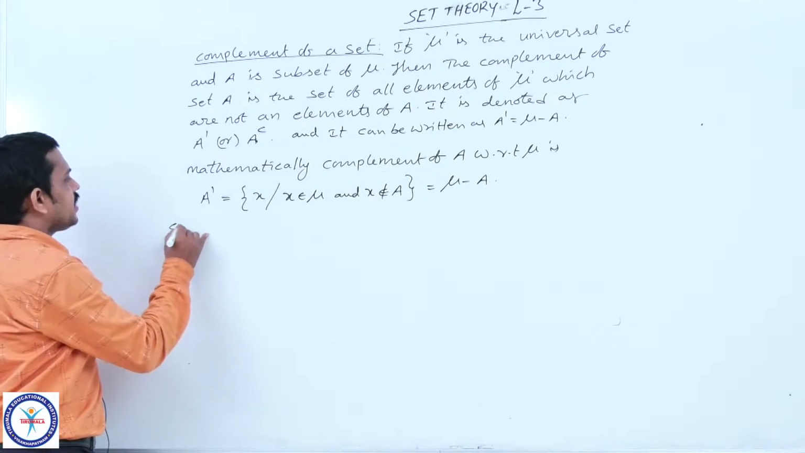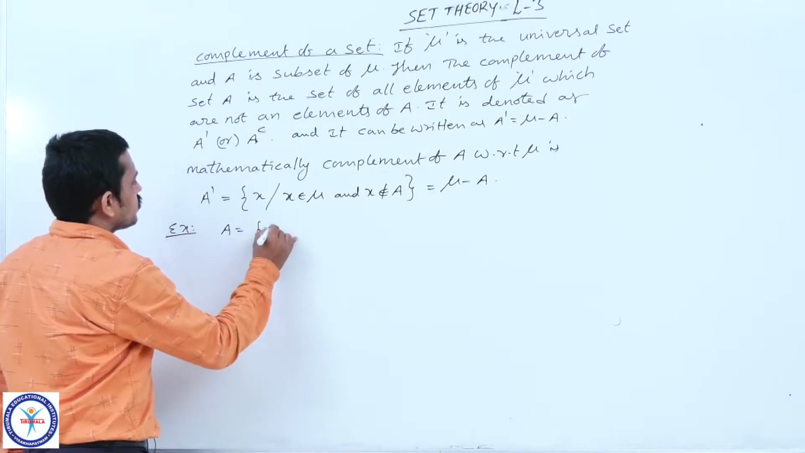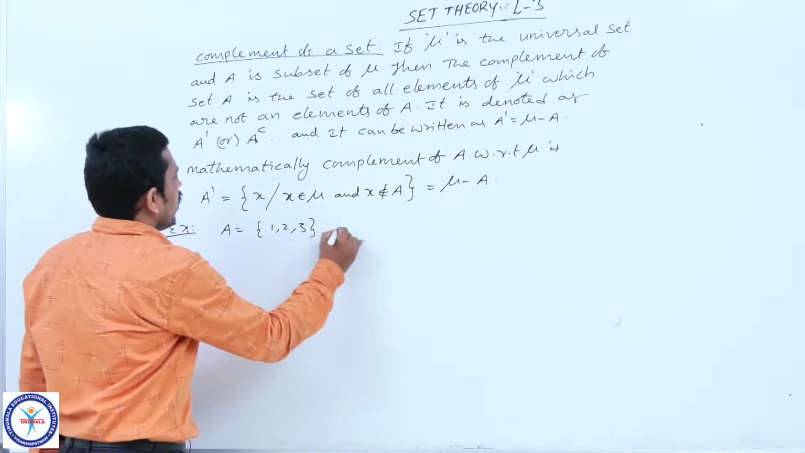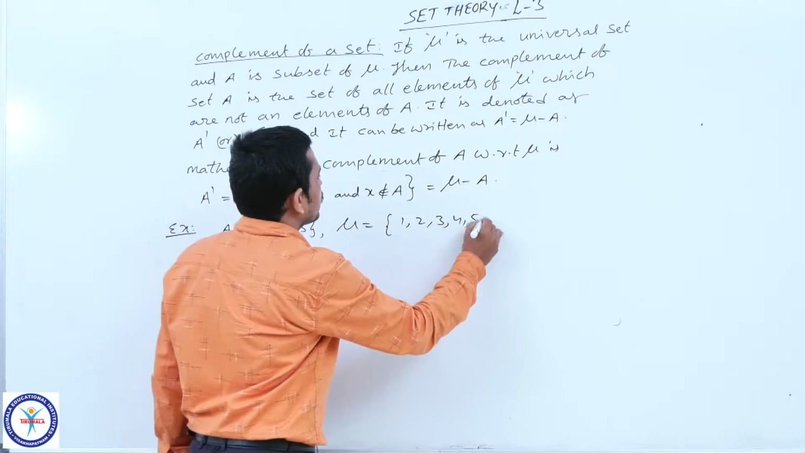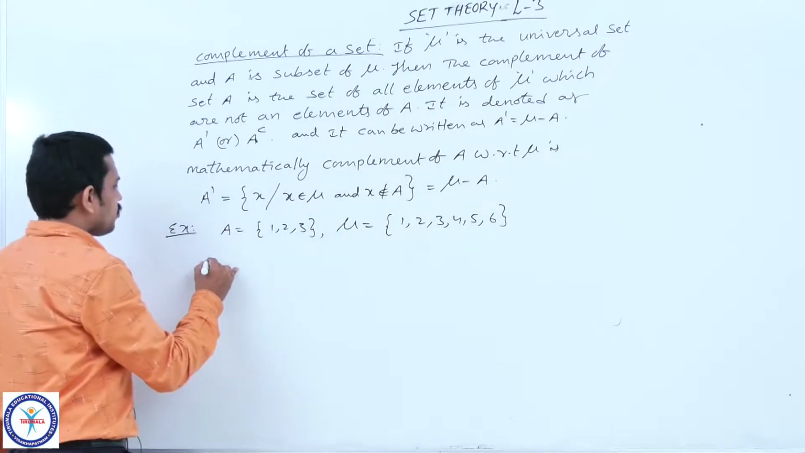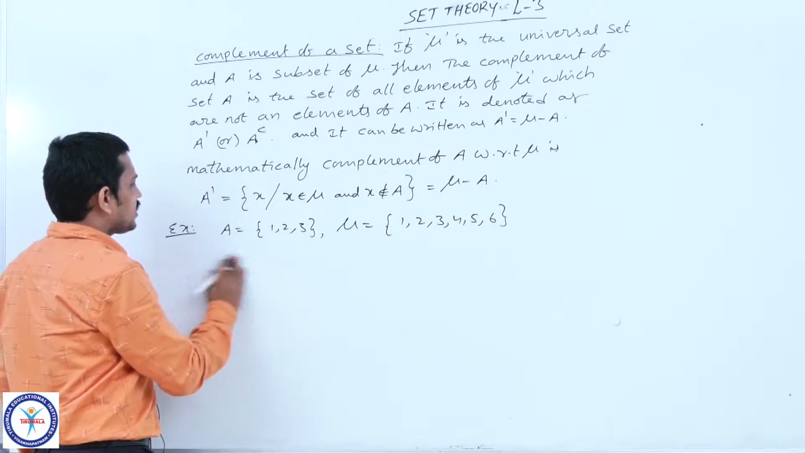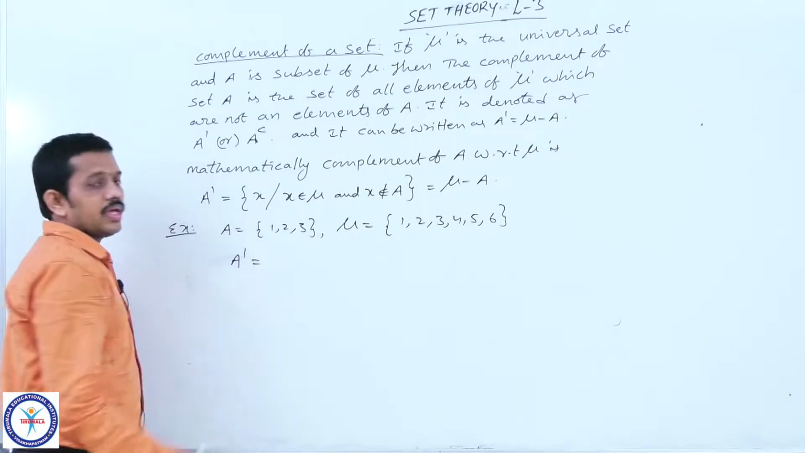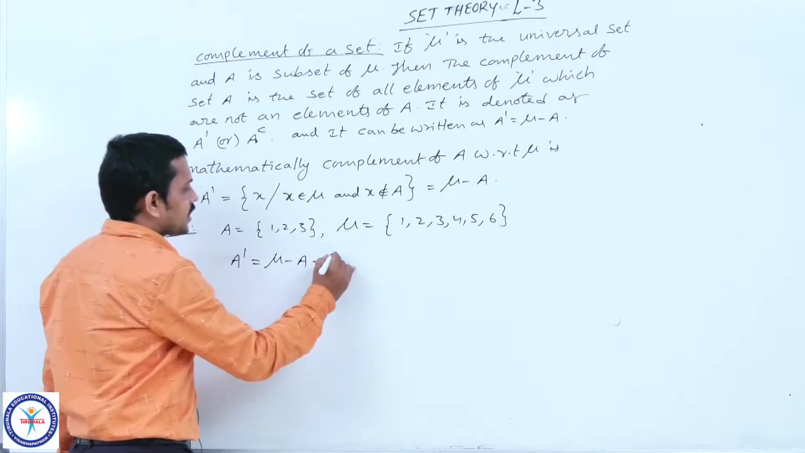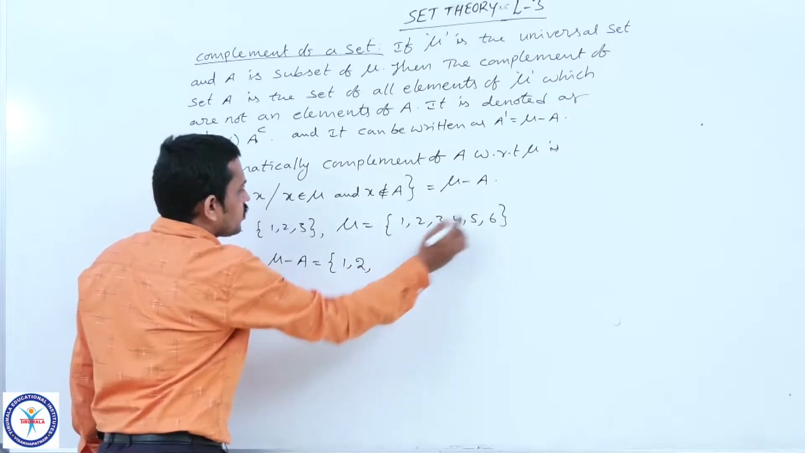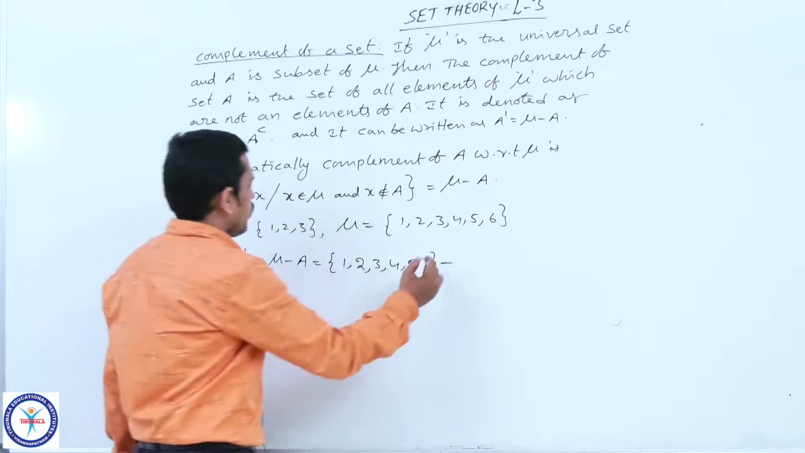Here we will see one example. If set A is equal to {1, 2, 3} and the universal set mu is {1, 2, 3, 4, 5, 6}, then what is mu minus A? Mu minus A means what is A complement, A dash. A dash is equal to mu minus A. Mu means the universal set, which is {1, 2, 3, 4, 5, 6}, minus A.